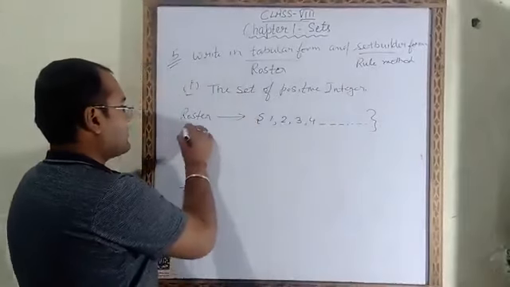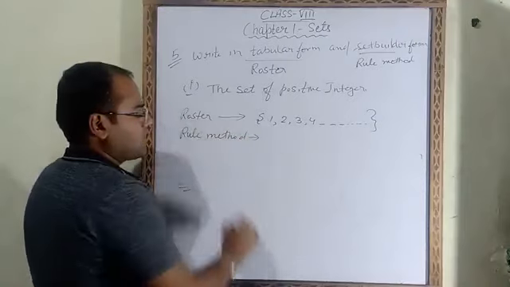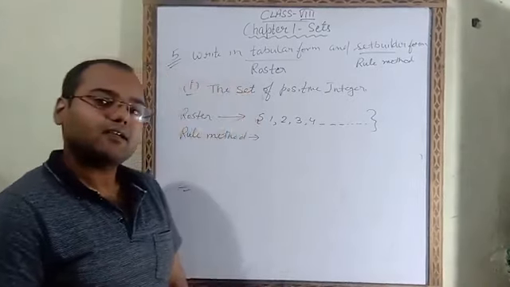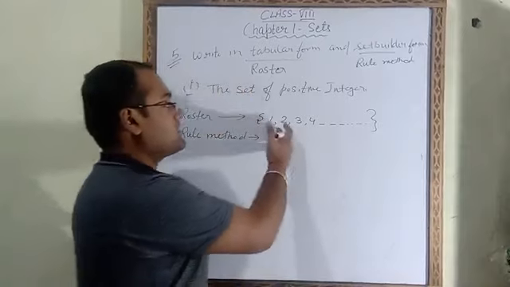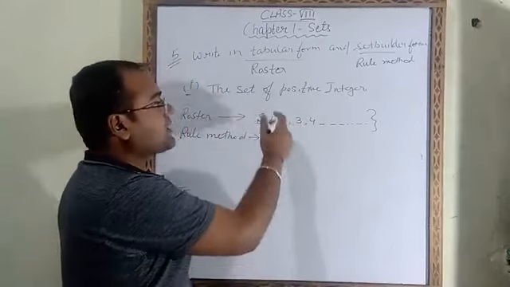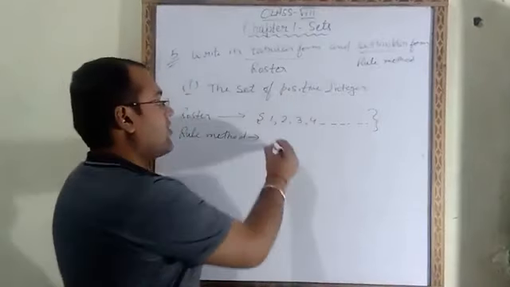So now we have to write the second method, that is the rule method. In the rule method, what do you have to do? You have to write the common property of these elements. So what is the common property? The common property is that these all are positive integers. So how will we write it?